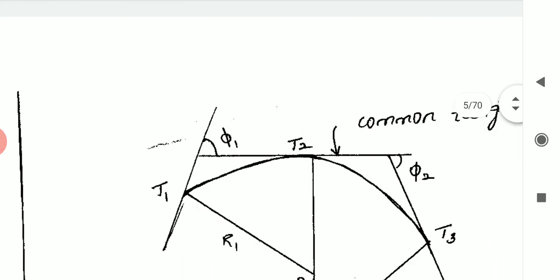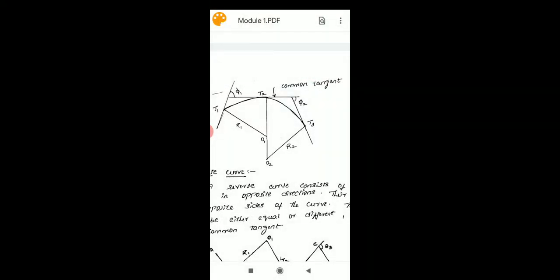See here, you are seeing compound curves. This one is a compound curve. A compound curve is when a curve consists of two or more arcs with different radii. Such a curve lies on the same side of a common tangent, and the centers of the different arcs lie on the same side of their respective tangents.